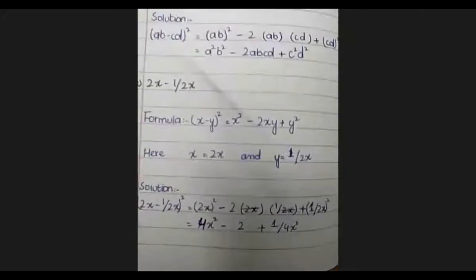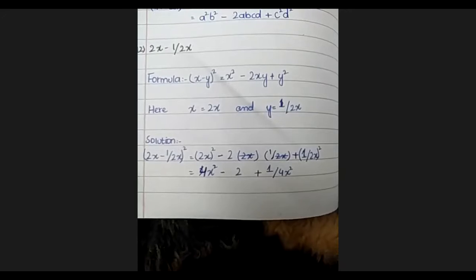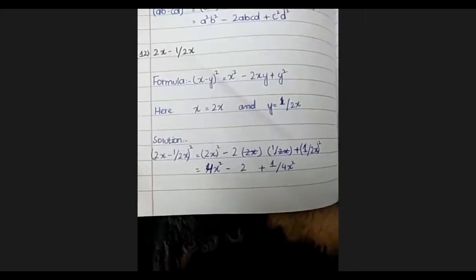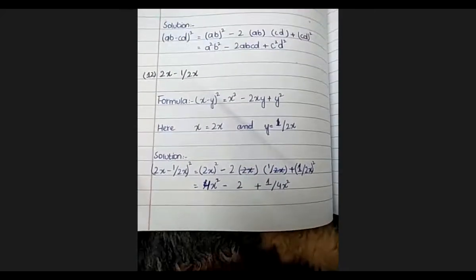Here we get the answer 4x square minus 2 plus 1 over 4x square. Very, very good. Nuseba is there with us. Nuseba, we get the answer 4x square minus 2 plus 1 over x. Nuseba, I can't see the answer. I want to see the answer, beta. Okay, plus 1 over 4x square. Everything is clear.